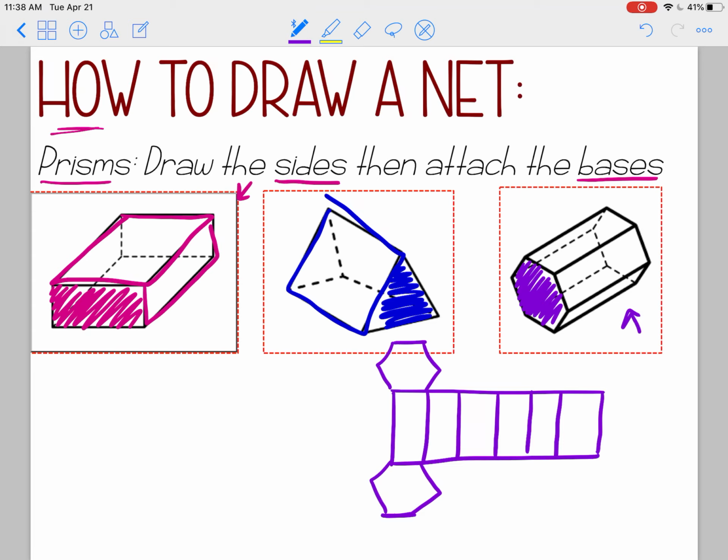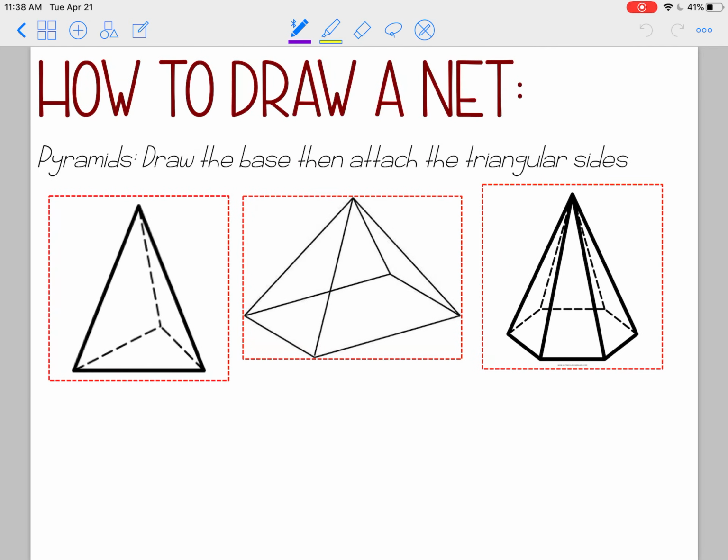So that's how we draw our prisms. You draw the rectangular sides first, and then you just attach the bases. Pyramids are a little bit different. You're actually going to start with the base and then attach the triangular sides. If we look at our first shape here, all of these are pyramids because they have triangular sides. We name our pyramids based on what their base looks like. This one's base is a triangle, so it's a triangular pyramid.